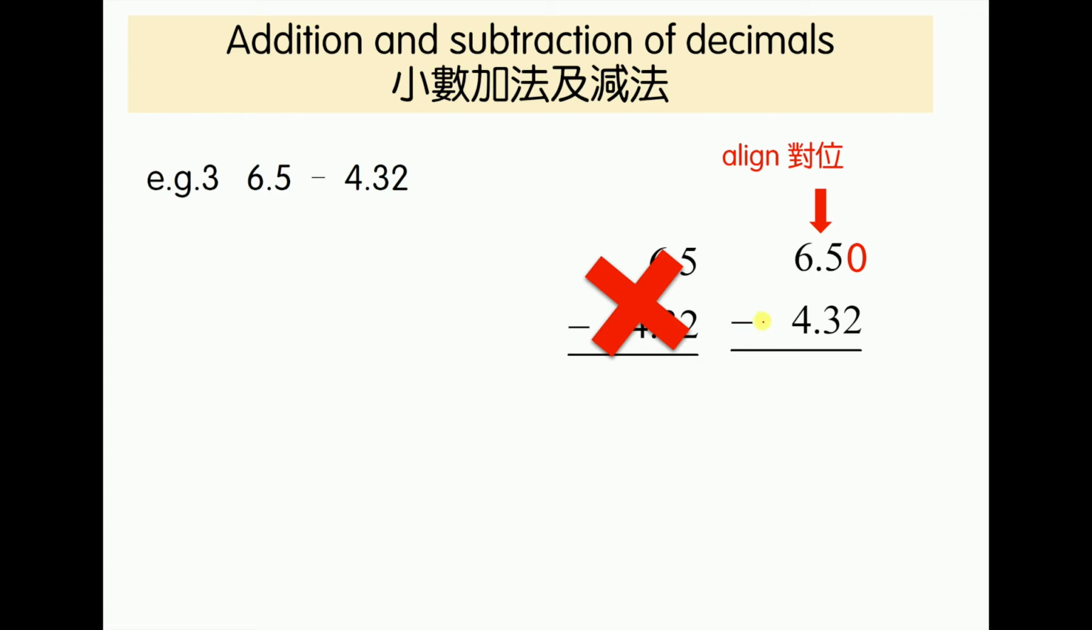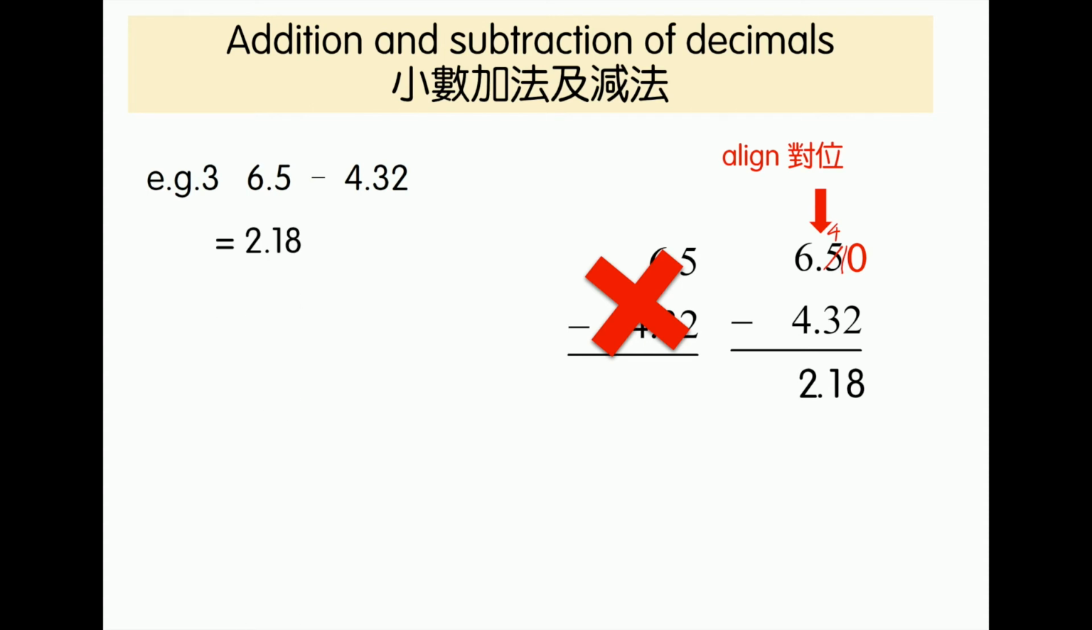Now we do subtraction. We start from the end. 0 minus 2 is not enough, so we need to carry 1. Carrying 1 from 5, this becomes 4. 10 minus 2 equals 8. The 4 we just carried from minus 3 equals 1. 6 minus 4 is 2, so the final answer is 2.18.